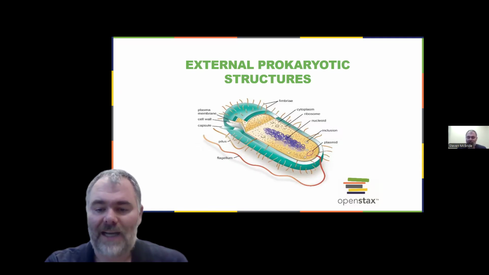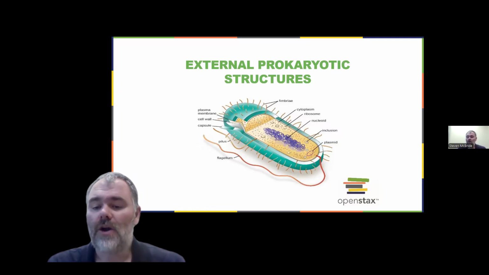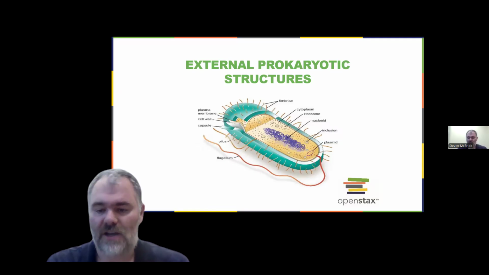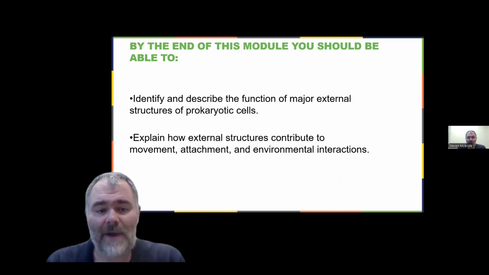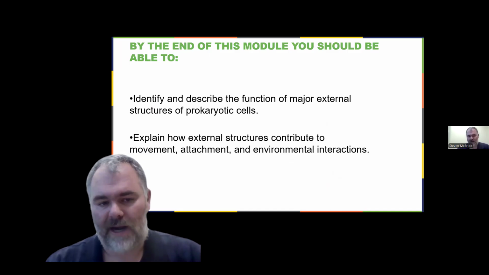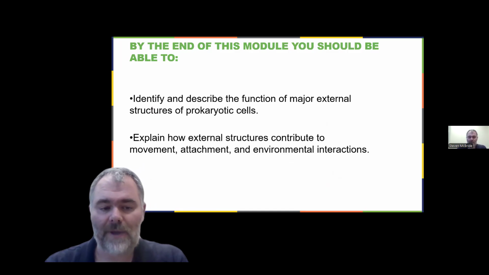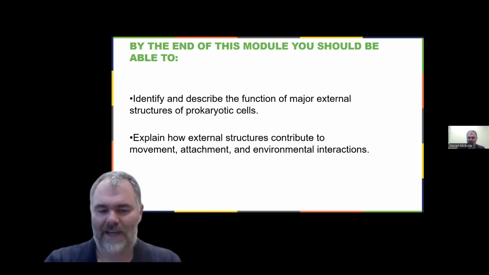Others help microbes colonize surfaces and form biofilms. Some even contribute to pathogenicity and disease. In this lecture, we'll explore the major external structures of prokaryotic cells and how they influence survival and environmental interactions. By the end of this module, you should be able to identify and describe the function of major external structures of prokaryotic cells and explain how external structures contribute to movement, attachment, and environmental interactions.